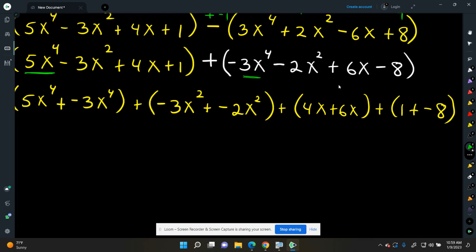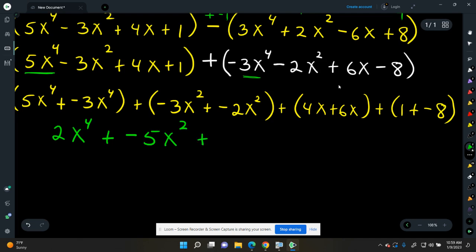Okay, so what's 5x to the fourth plus negative 3x to the fourth? 2x to the fourth. Good. Okay, plus, what do we have here? Negative 5x squared. Good. Plus 10x plus negative 7. And then we'll just clean it up. So instead of saying plus negative, we're going to change those to minuses.